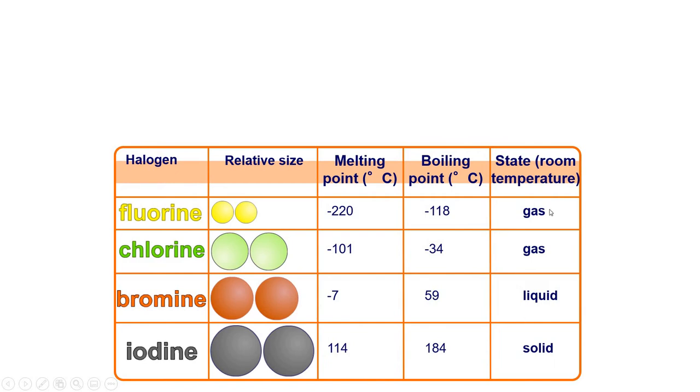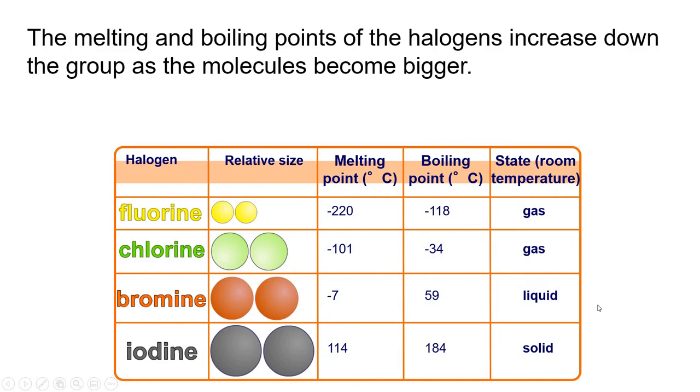So we start off with fluorine and chlorine that are both gases at room temperature. Then bromine becomes a liquid at room temperature, and iodine is a solid at room temperature. So the melting and boiling points of the halogens increase as you go down the group because the molecules get bigger, and we're going to talk a little bit more about that in a second.